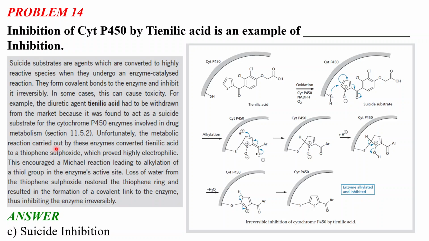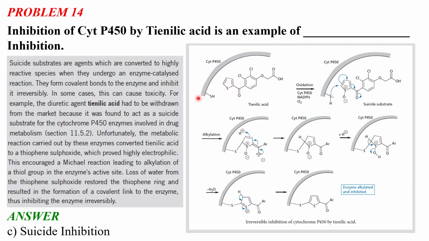Unfortunately, the metabolic reaction carried out by these enzymes converted tienilic acid to the thiophene sulfoxide, which proved highly electrophilic. This encouraged a Michael reaction leading to alkylation of the thiol group in the enzyme active site. Loss of water from this thiophene sulfoxide restored the thiophene ring and resulted in the formation of the covalent link to the enzyme, thus inhibiting the enzyme irreversibly. This is the structure of tienilic acid. It has a thiophene moiety.